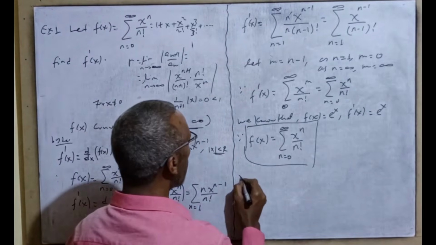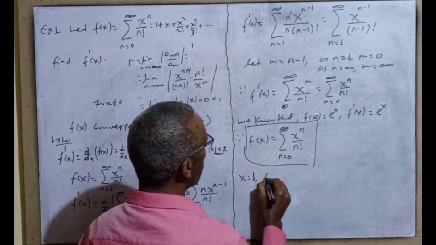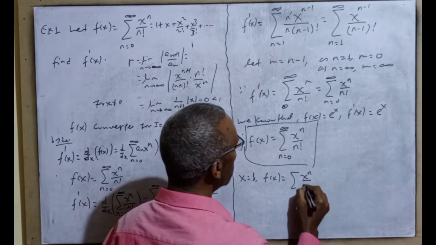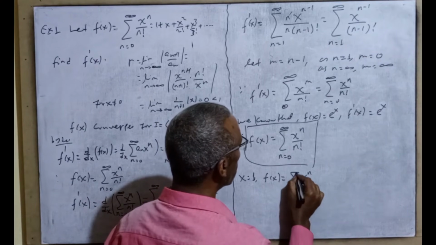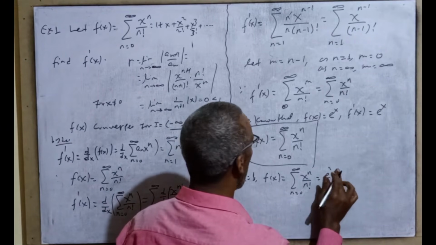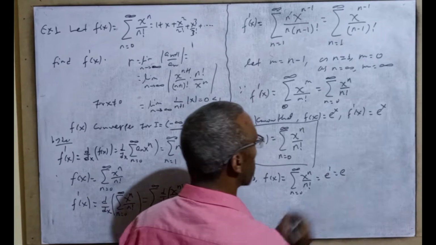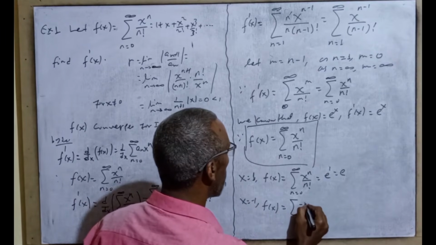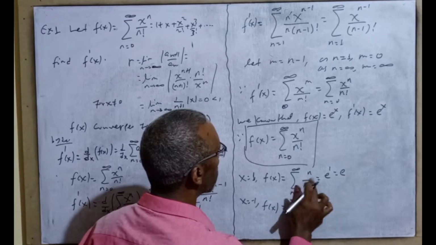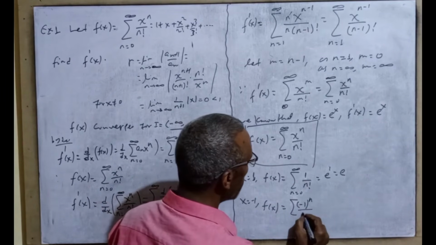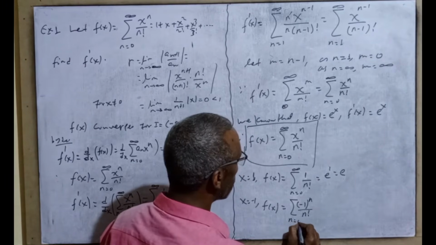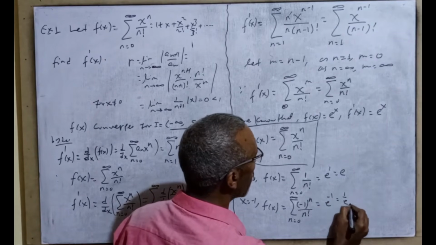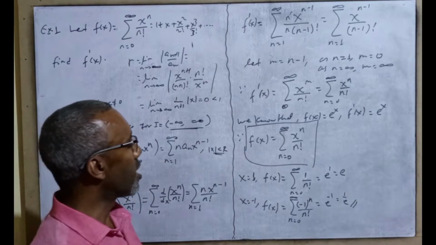For example, if x is equal to 1, then the power series representation of f(x), the sum of x^n over n! with n running from 0 to positive infinity, is equal to e^x, which is e. If x is equal to -1, then f(x) is the sum of (-1)^n divided by n!, where n runs from 0 to positive infinity, and this is equal to e^(-1), which is 1 over e. So f(x) is e to the power of x.